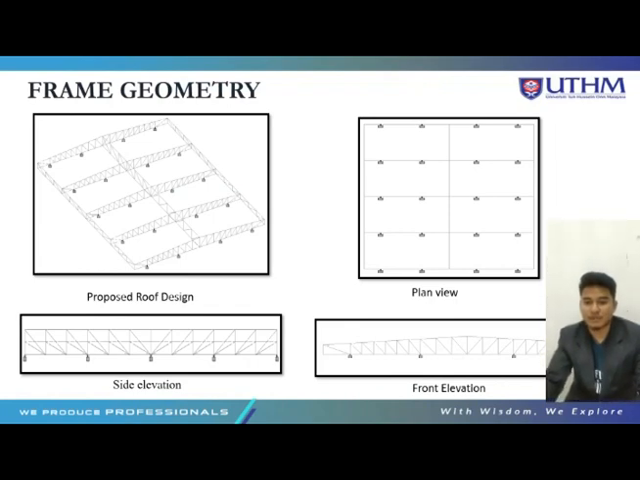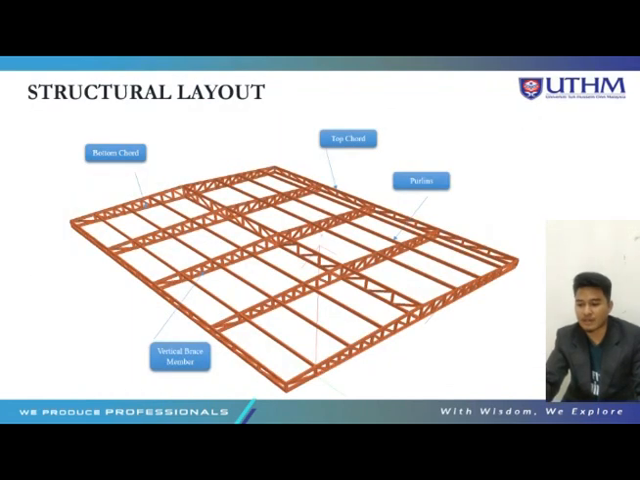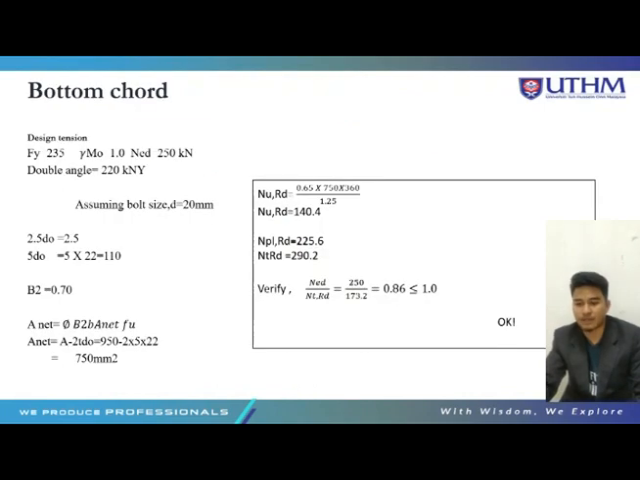This is the frame geometry. First is the proposed roof design. Second, plan view, side elevation, and lastly front elevation. For the structural layout, which is bottom chord, top chord, purlin, and vertical brace for the design.